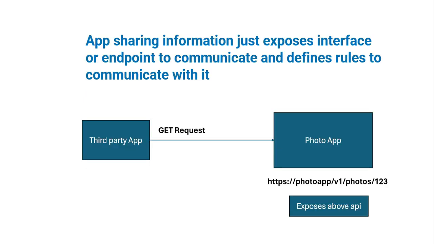Now, just as I discussed before, the app sharing information exposes the interface or endpoint to communicate, and it defines the rules to communicate with it. So here we have a photo app, so it's going to specify what URI you have to use, what GET request you have to make from the third-party application, how the URI structure is, and what kind of response to expect. So that kind of information is already shared between both the applications. In the documentation of the photo application, they're going to share what the URI is, what the endpoint is, all those things, and what response we are going to expect.